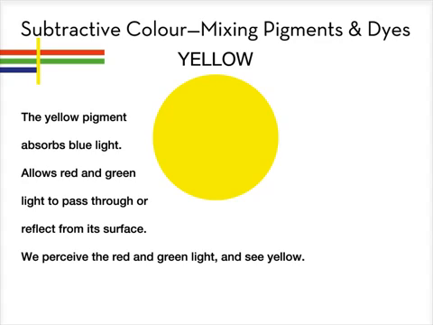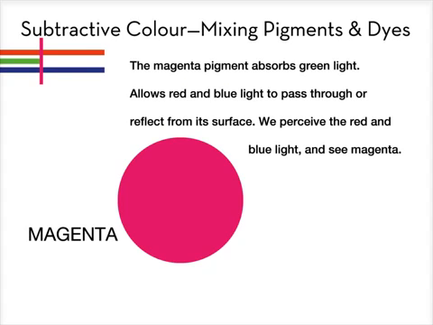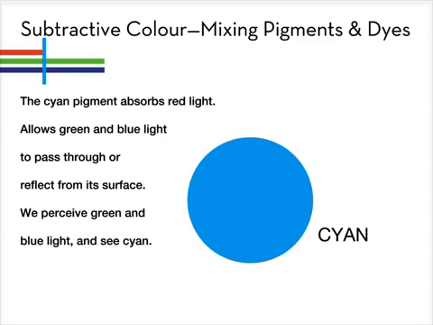The yellow pigment absorbs blue light, allows red and green light to pass through or reflect from its surface. We perceive the red and green light and see yellow. The magenta pigment absorbs green light, allows red and blue light to pass through or reflect from its surface. We perceive the red and blue light and see magenta. The cyan pigment absorbs red light, allows green and blue light to pass through or reflect from its surface. We perceive green and blue light and see cyan.